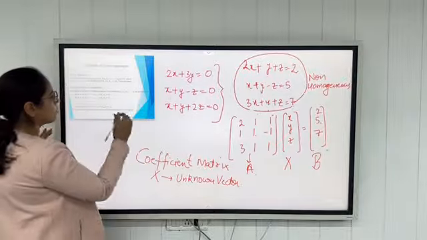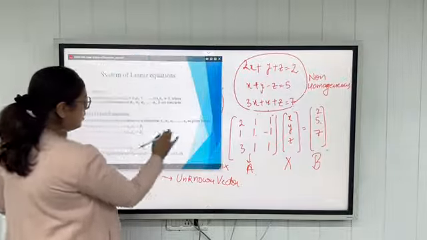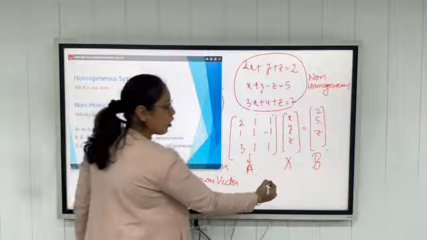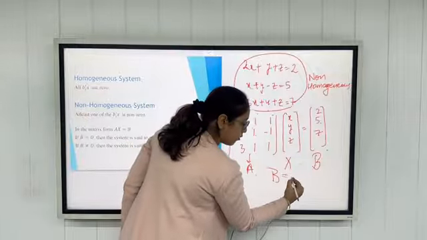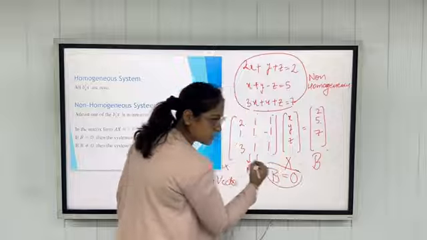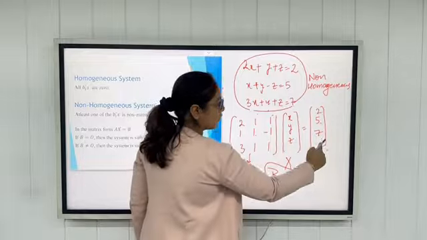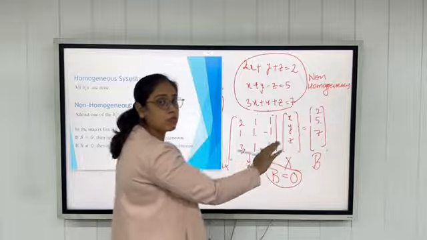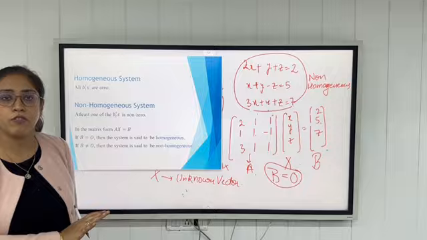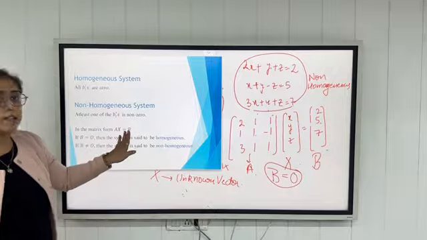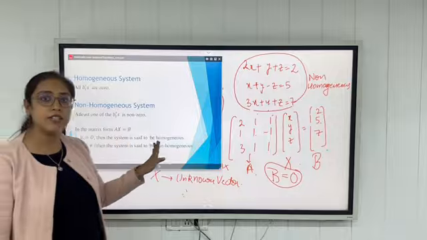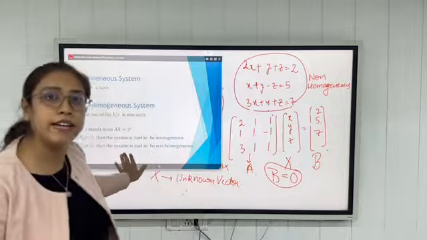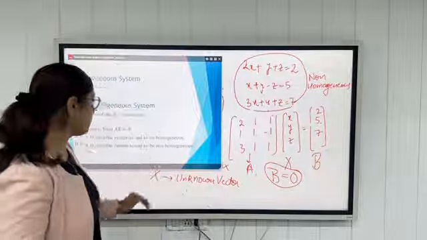And in the matrix form, Ax is equal to B. If this column vector B is 0, then we say that it is a homogeneous system. And if B is non-zero, for example here B is the column vector 2, 5, 7 and it is non-zero, so we say that it is a non-homogeneous system of equations. So if capital B, that is the column vector, is 0, then we say that it is a homogeneous system. And if it is non-zero, then we say that it is a non-homogeneous system.